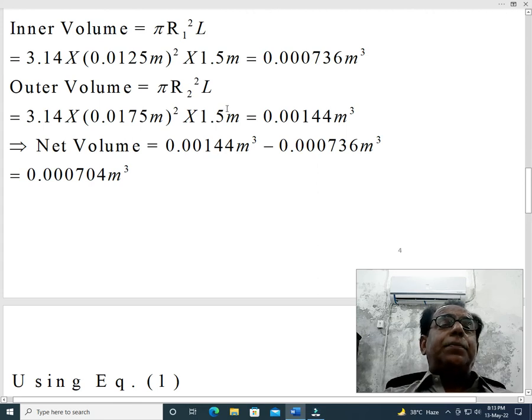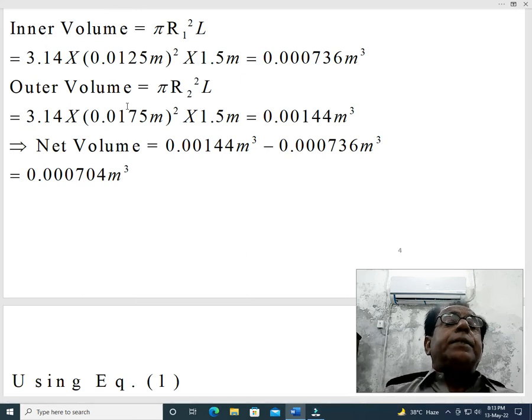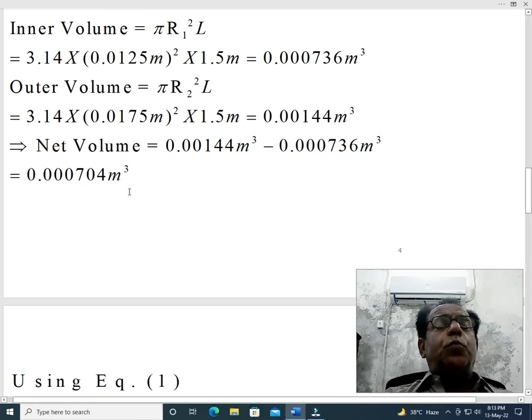So inner volume has become equal to 0.0000736 meter cube, and outer volume has become equal to 0.00144 meter cube, and hence this implies that net volume will be equal to outer volume minus inner volume, equal to this minus this, and hence this becomes equal to 0.000704 meter cube.